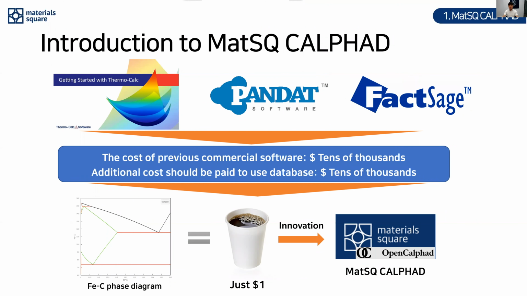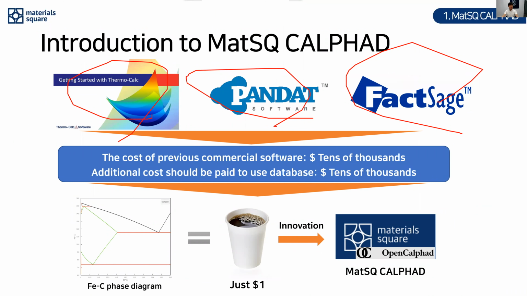At present, many researchers use Calphad software such as Thermo-Calc, Pandat, FactSage, or something like that. However, to use Calphad software, tens of thousands of dollars should be paid. In addition, the cost of the database should be paid separately from the cost of the Calphad software. Therefore, our group developed MatSQ Calphad based on OpenCalphad to make it easier to access while reducing cost. In our service, just $1 is paid to get one phase diagram or thermodynamic information.